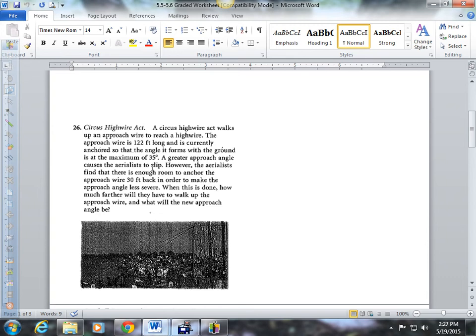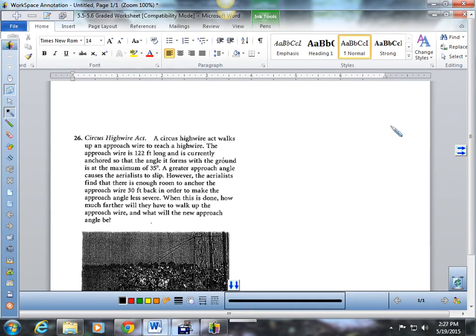They say, however, the aerialists find that there is enough room to anchor the approach wire 30 feet back from where it was. So what we're looking at here, folks, is my high wire, and you don't need to redraw it. I'm just going to draw it down here. You just need to highlight it.